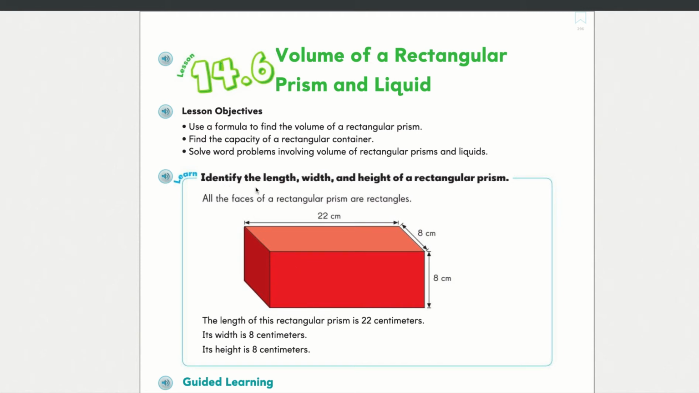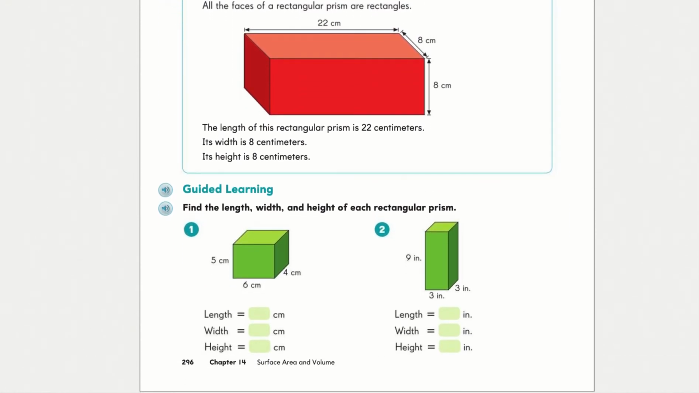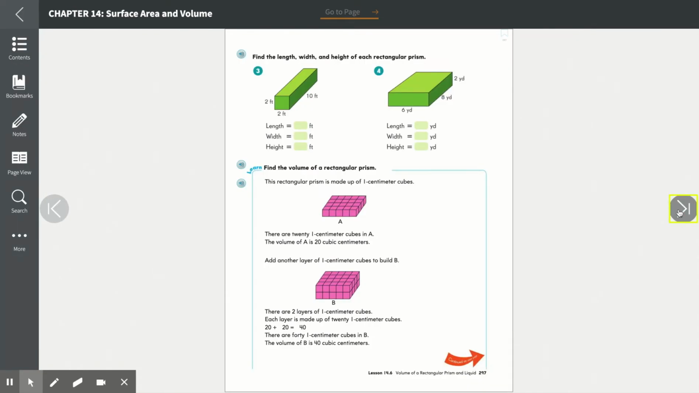So first, we have to identify the length, width, and height of a rectangular prism. If all the faces of the rectangular prism are rectangles, the length of this rectangular prism is 22 centimeters, its width is 8 centimeters, and its height is 8 centimeters. So you can find the length, the width, and the height of each of these shapes, which you will do on IXL and in your workbook.